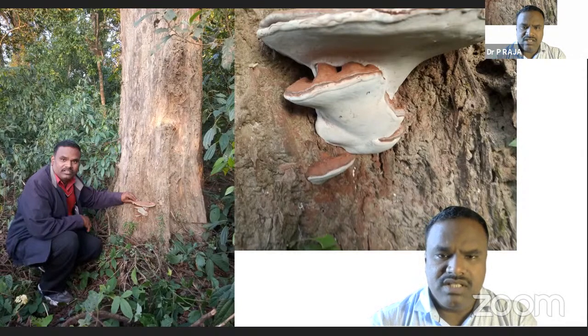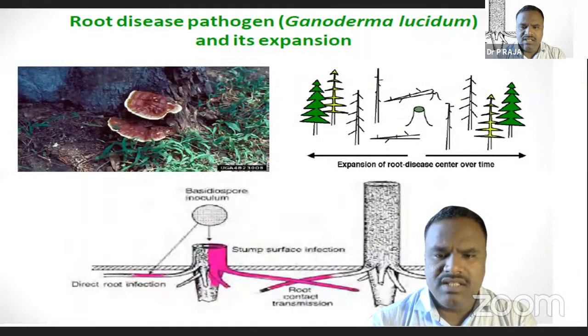Okay, so you can see after the death of this tree, this fruiting body will be produced. Now you can see here this infection, when it has contact with the other roots, it will easily transmit. That's what we can see here.